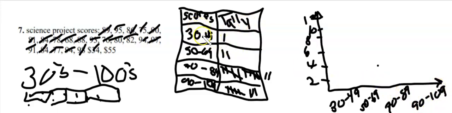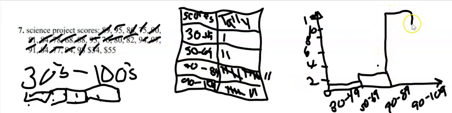Okay, so between 30 and 49, there was only one student who made between a 30 and a 49 on their project. So that's between 0 and 2. 50 to 69, there are only 2 students, so I'm going to go up just a touch and then go over. And then 70 to 89, there are 12 students, so that is the most. That is the mode of the data. So most of the grades are between 70 and 89. And then there are 8 students who scored between a 90 and 109.